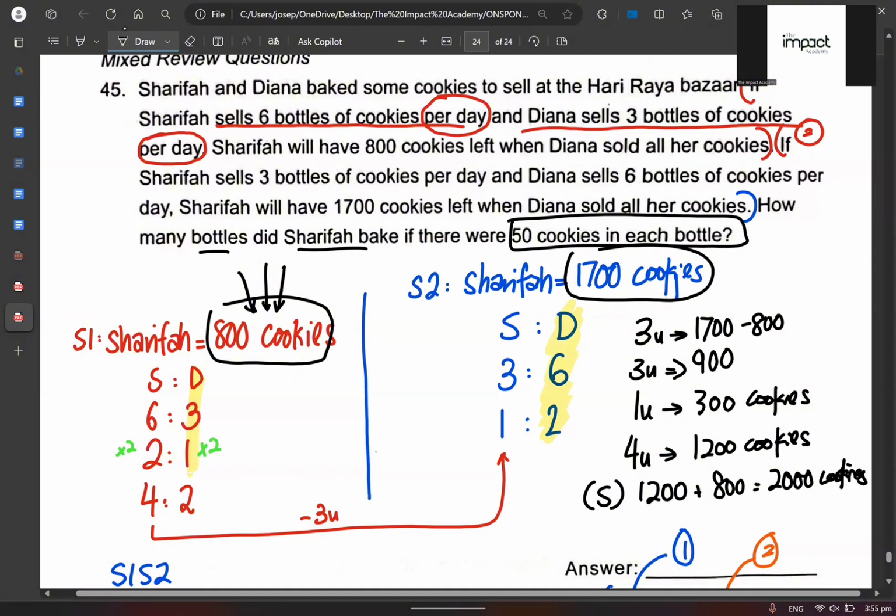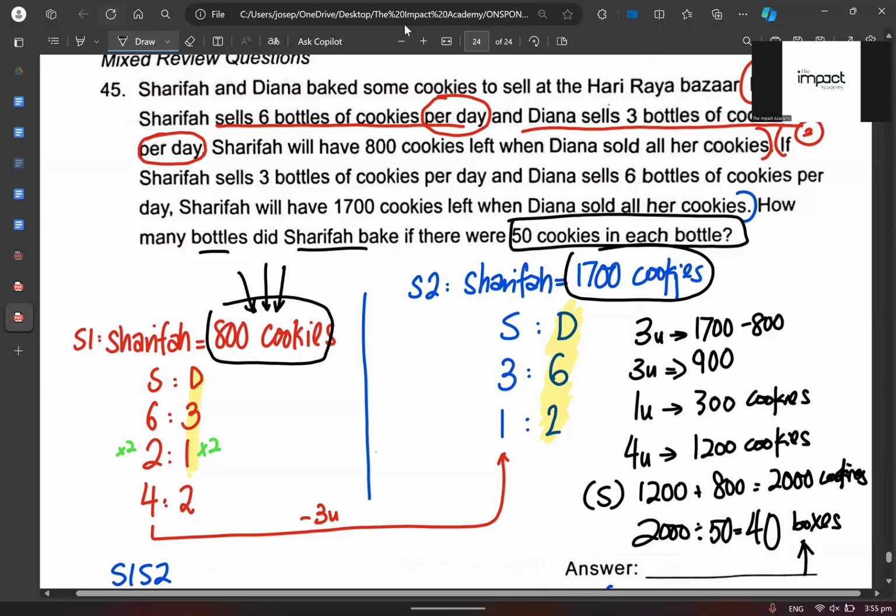But we're trying to find how many bottles, right? So 1 bottle has 50, and we are going to do 2000 divided by 50. We get an answer of 40 boxes. So this person, Sharifah, baked 40 boxes in total.